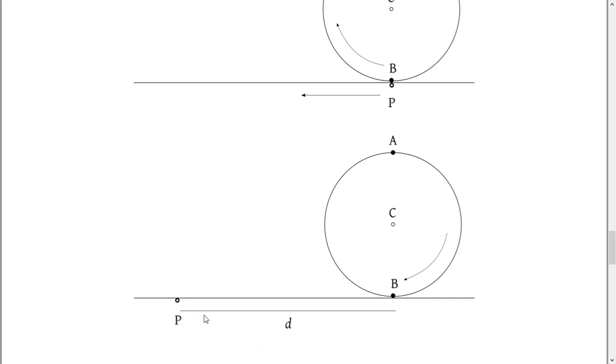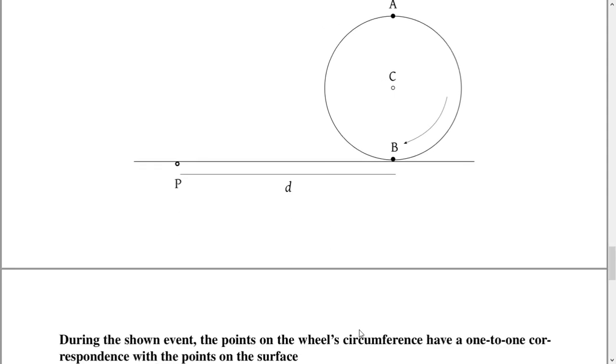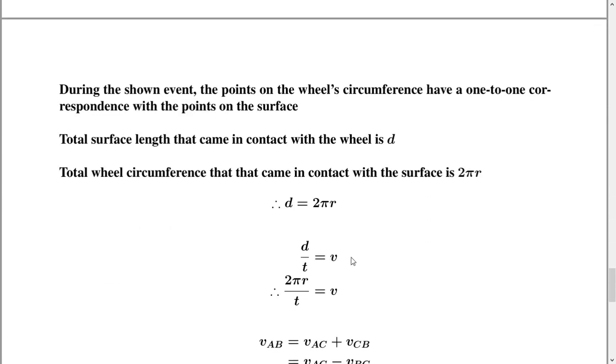So the surface length that has come into contact with the wheel is d, and the wheel circumference that has come into contact with the surface is 2 pi r, because B has made one full turn. And since there is a one-to-one correspondence between the points on the wheel and the surface, 2 pi r must be equal to d. Right? So we saw that d equals 2 pi r, but d by t is v. So 2 pi r by t equals v.